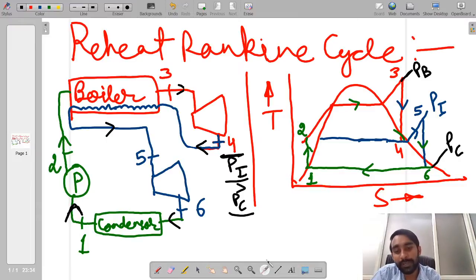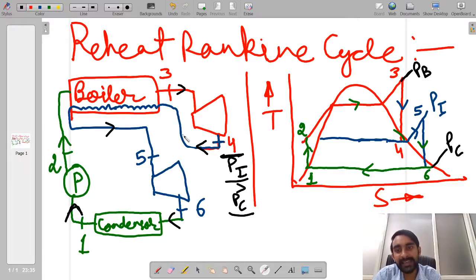So what we have done here is use a high pressure turbine, and inside this high pressure turbine the expansion process is stopped at some intermediate pressure PI. After that, the steam, which can also have some part liquid, meaning we can have wet steam over here, is once again sent to the boiler.